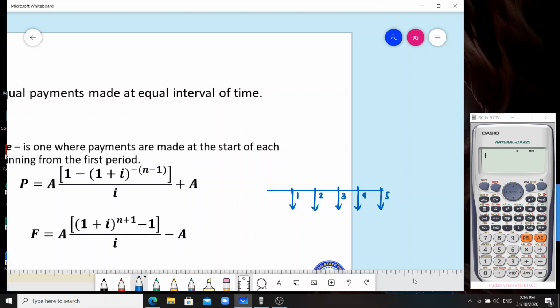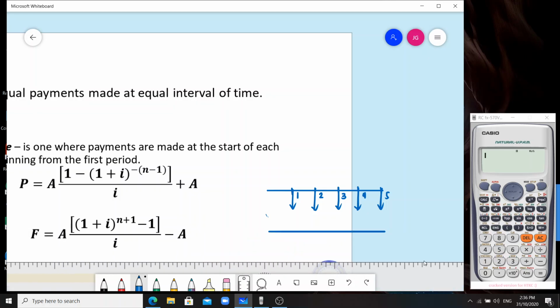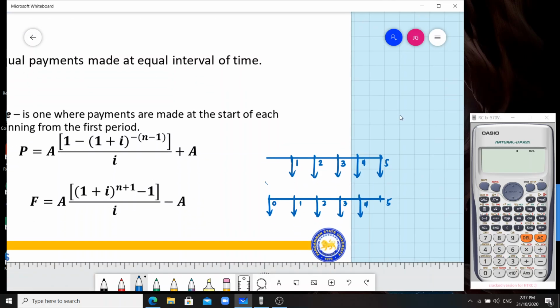Pag sa annuity due, okay, pag annuity due ang pinag-uusapan natin, 2, 3, 4, 5. Ang unang payment natin is at year 0, at the beginning of each period. Kasi sa cash flow, ito yung beginning ng year 1, ito yung end ng year 1. Ito yung beginning ng year 2, ito yung end ng year 2. So, sa annuity due, magbabayad ka at the beginning. Sa ordinary annuity, magbabayad ka at the end of each period.